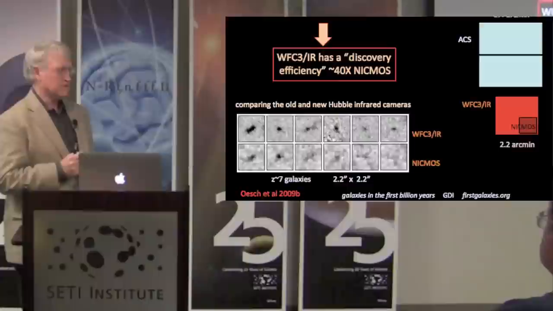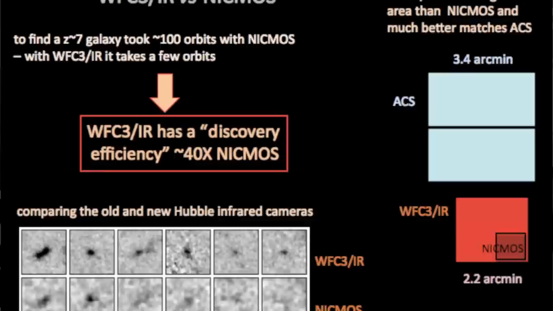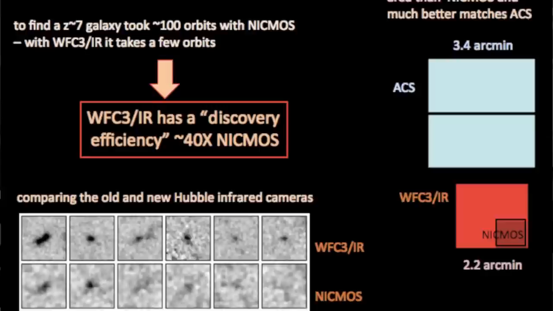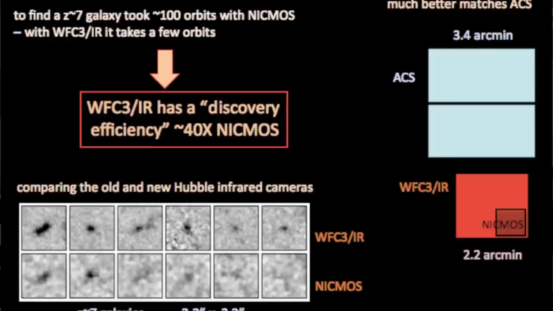And so we worked out, after looking through the data, what took us 100 orbits with the old NICMOS camera on Hubble to find a redshift 7 galaxy, we would find a redshift 7 galaxy every few orbits with the Wide Field Camera 3. This makes a huge difference to the science you can do.